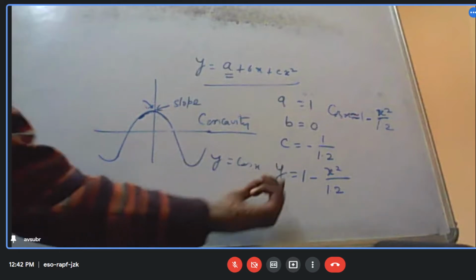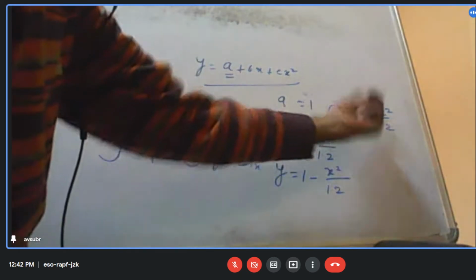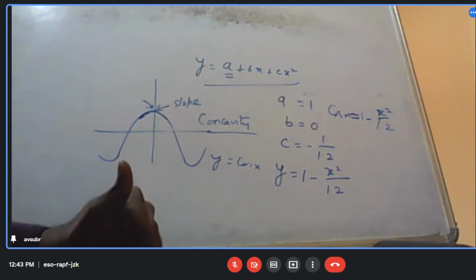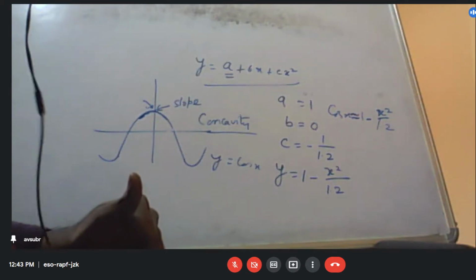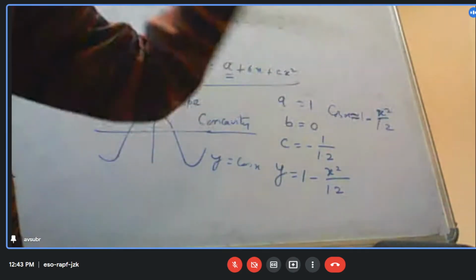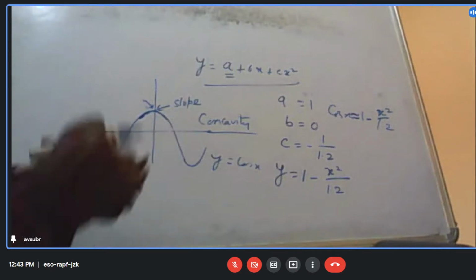Okay. So now if I put x equal to 1, what should it be? 1 minus 1 by 2, means it will be 1 by 2. So cos 1 is 1 by 2. Right? Like that actually we shall be able to find out.